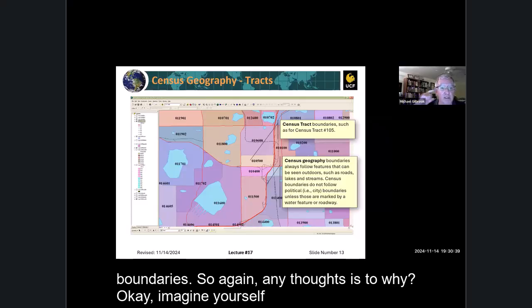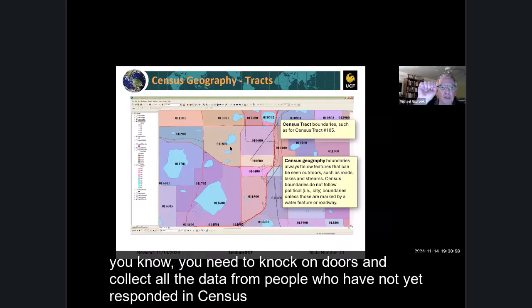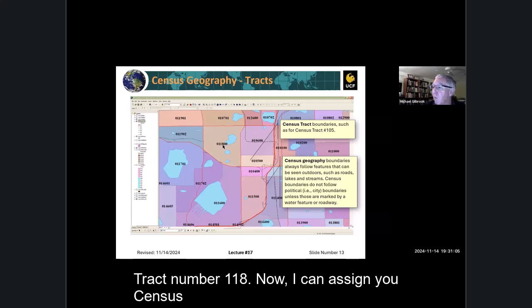So again, any thoughts as to why? Okay, imagine yourself as a census worker. You're told to go out and knock on doors and collect all the data from people who have not yet responded in census tract number 118.